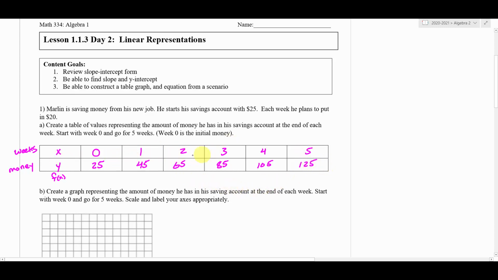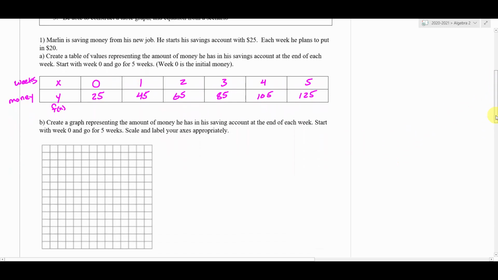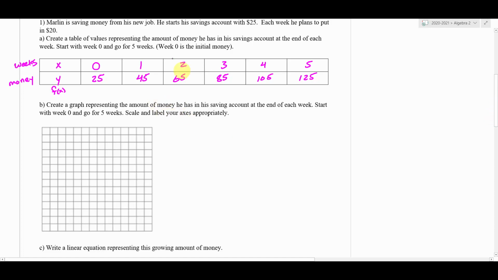Okay, so now we have a table, and a table is valuable because the next representation that we want to build here is our graph. And having a whole bunch of points that we can plot helps us build our graph. So I'm going to go down here now. This is just a blank graph. There's nothing on it. So we have to kind of set it up here.